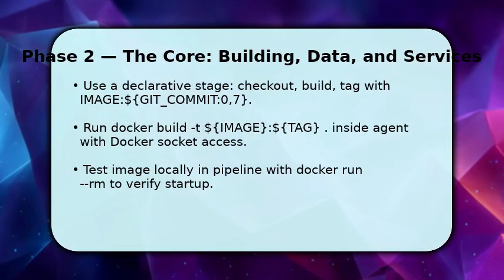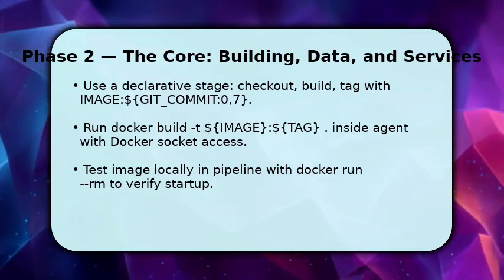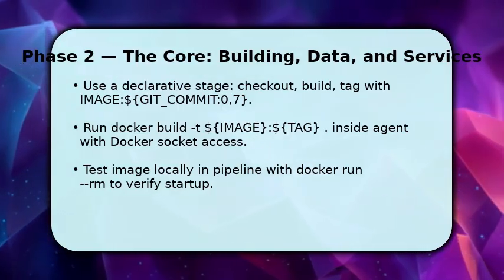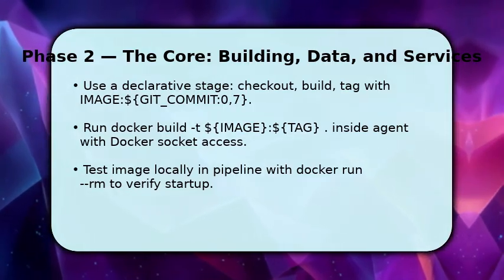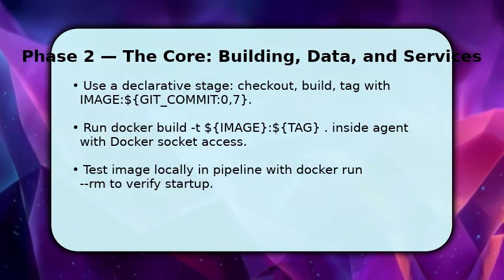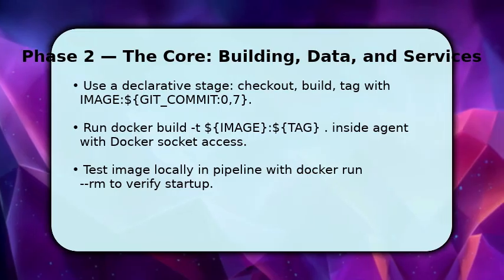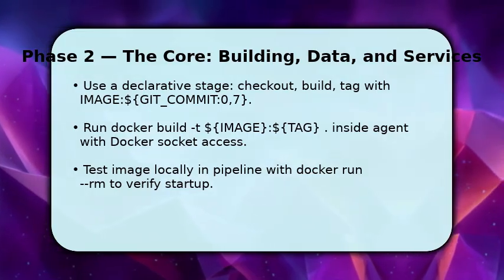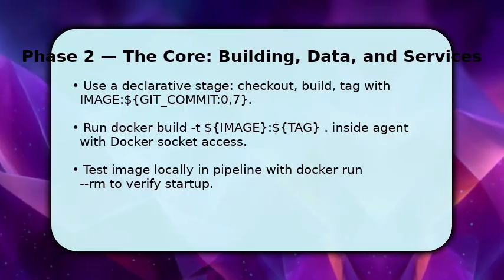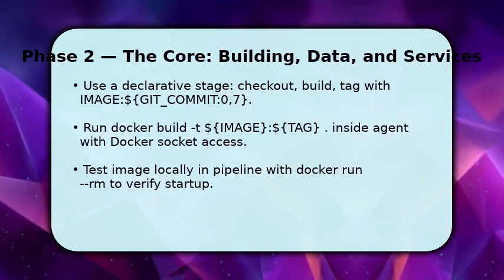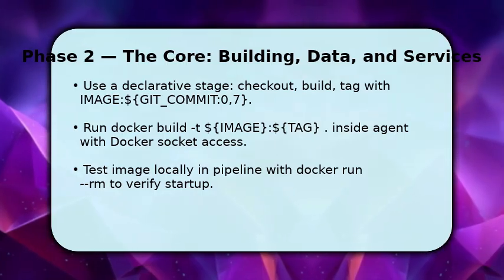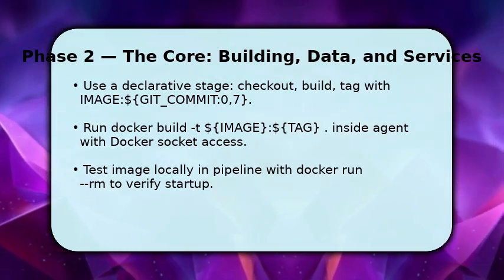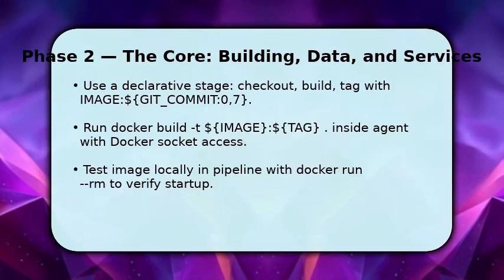Now you perform the build and tagging. You write a stage that checks out code, sets image and TAG variables, and runs Docker build with those values. This creates reproducible, traceable images. Make sure the agent has Docker socket or uses Docker in Docker, otherwise the build fails. Once the image is built, run a quick container in the same step to smoke test the app. This confirms the build succeeded before any push, reducing failed deploys.